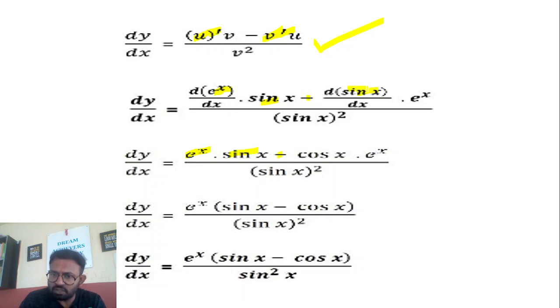Next, differentiation of sin x is cos x, and I will keep e power x as it is. Now the denominator will be squared, so sin x whole square. I should not differentiate that one, I should keep it as it is. I am having e power x sin x and e power x cos x, so I can take e power x as common: sin x minus cos x divided by sin x whole square. So the final differentiation will be e power x into sin x minus cos x by sin square x. This is the differentiation of e power x by sin x.